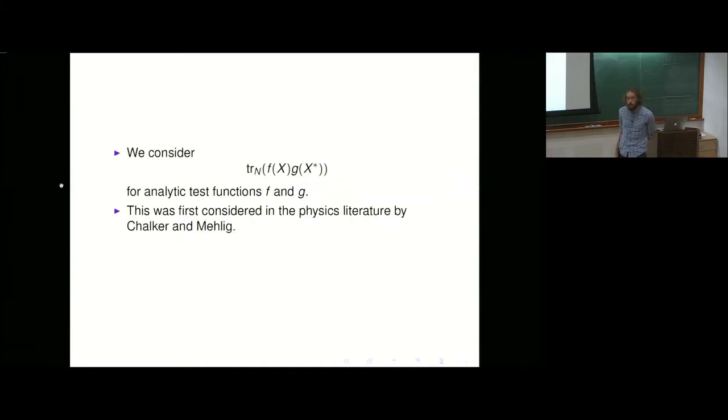In this talk, we're going to be interested in a variation of this. We're going to take the trace, and now I'm going to take two functions, f and g. I'm going to apply f to my matrix x, and then g to the adjoint of x. And then we're going to consider just analytic test functions f and g. This sort of problem was first considered by Cochran and Melech in the physics literature. I'll say more later about what they did exactly.